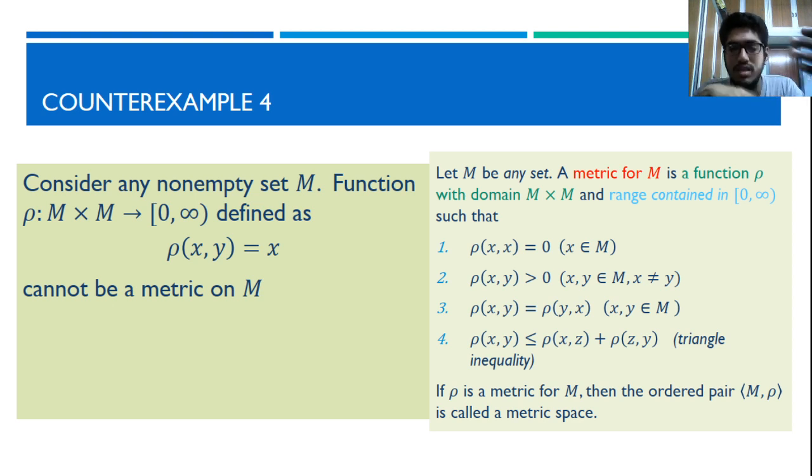Not just the numbered condition. Why is this not a metric? Give me at least one reason. I can think of 3 or 4 reasons at this moment. Why can't this be a metric on M?